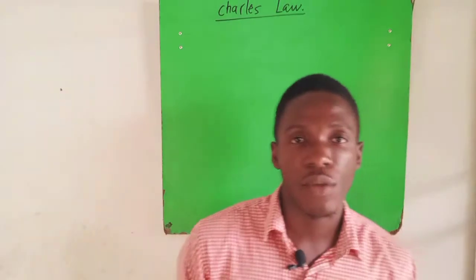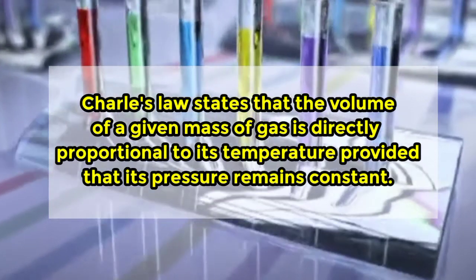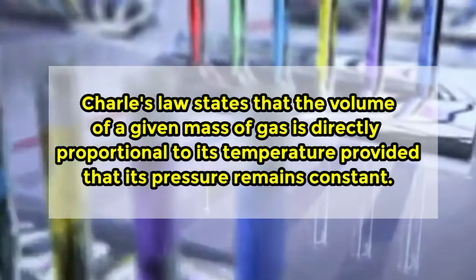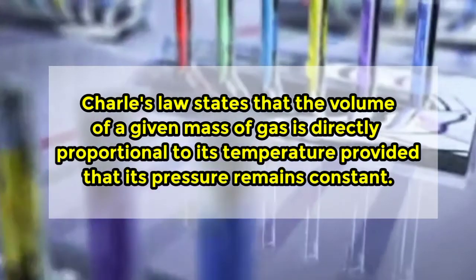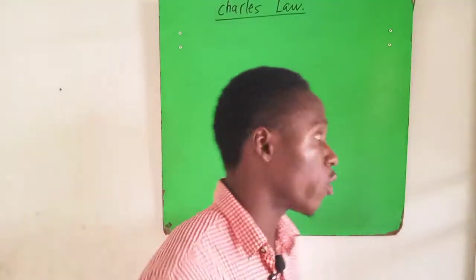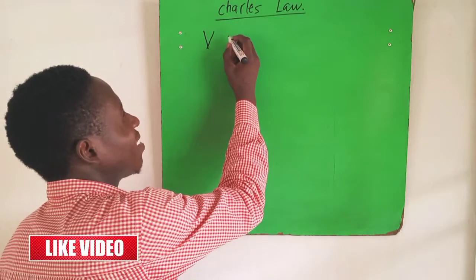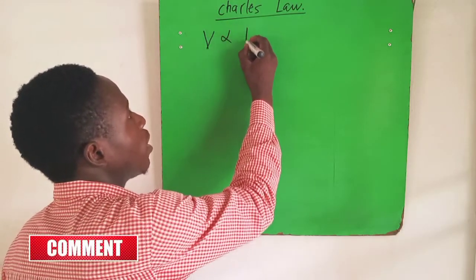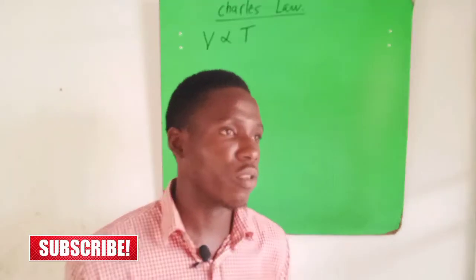And what does Charles' law state? Charles' law states that the volume of a given mass of gas is directly proportional to its temperature, provided that its pressure is kept constant. So mathematically, the volume of a gas, V, is directly proportional to its temperature, provided that its pressure is kept constant.